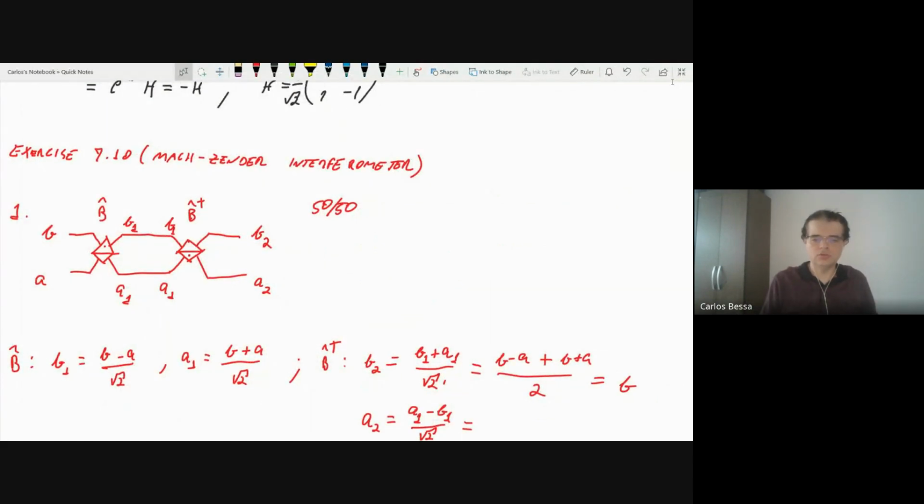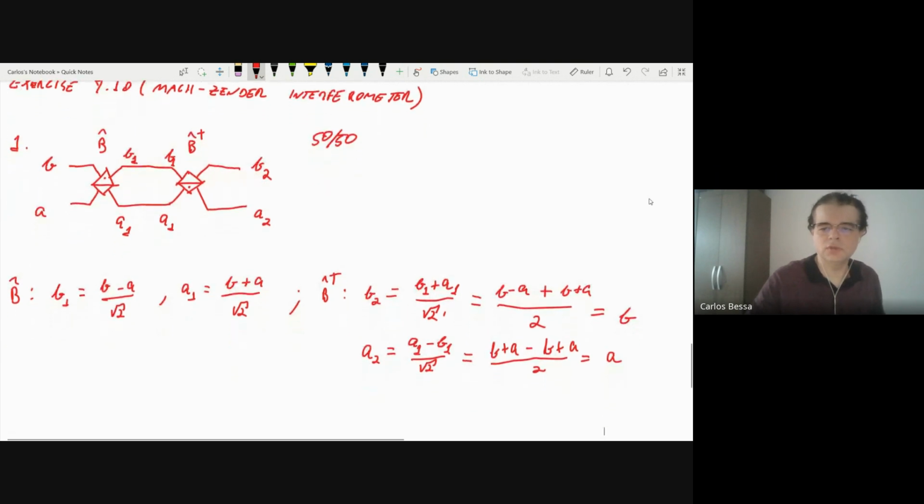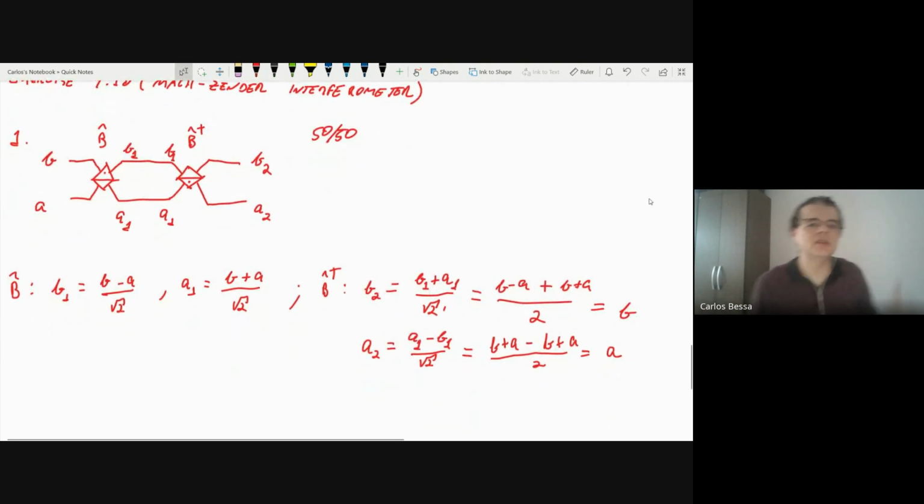So okay, A2. Now we use A1 and B1. So it's simple, right? The same thing. A1 is B plus A, minus B1 will be B plus A over 2, which gives A. Okay? So it means that it's the identity, right? Because my input is equal to my output. So we have the identity.